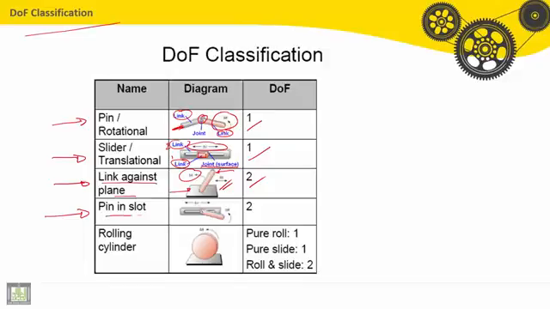For this type, pin in slot. This link is the ground. This link can make translation delta x or x, linear motion, and can make rotation around this axis of the pin, theta or delta theta. Then we find here 2 degrees of freedom, translation and rotation.